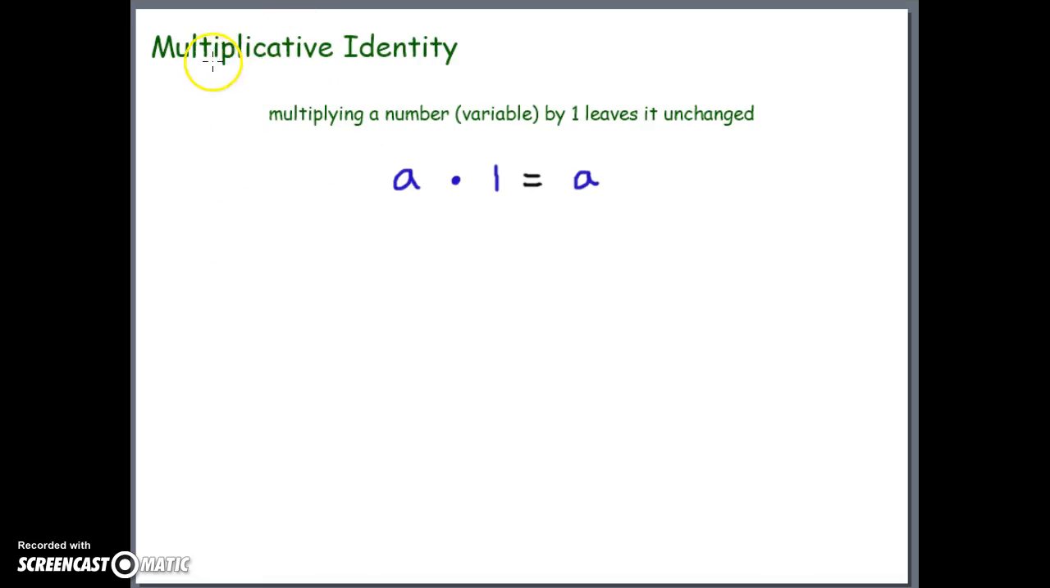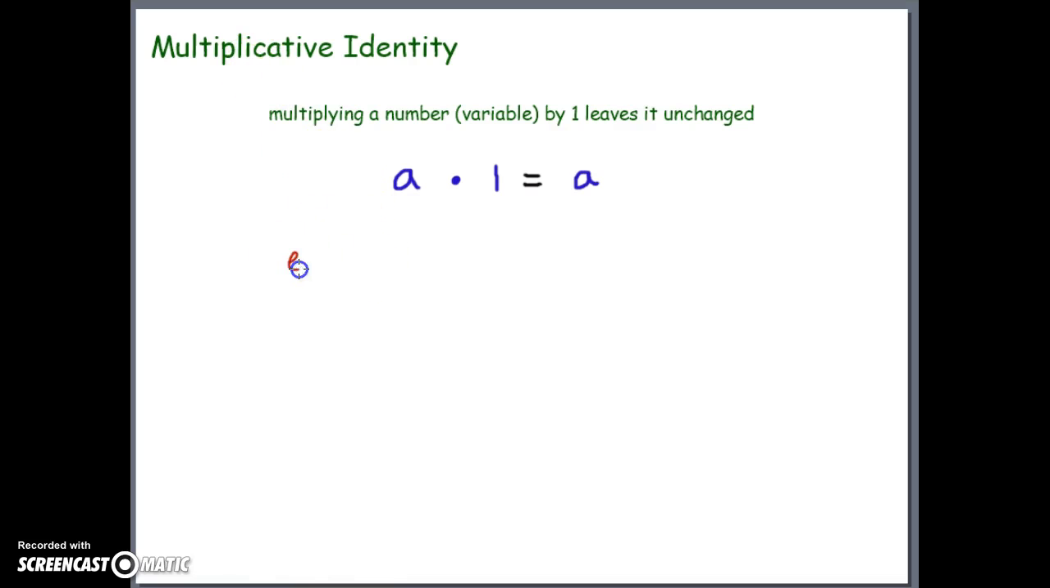The fourth identity that I want to talk about is the multiplicative identity. And this identity is multiplying a number or a variable by 1 leaves it unchanged. Very similar to adding 0 to a number or a variable leaves it unchanged, the same thing is true when you multiply a number or variable by 1. So a times 1 equals a is the math definition for the multiplicative identity.